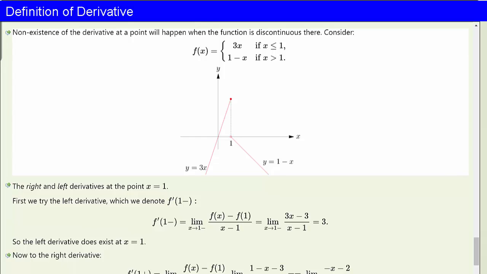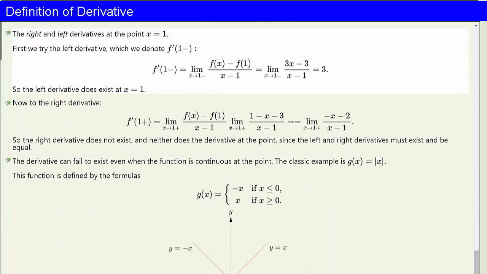As a simple example, consider the function f of x defined by 3x for x less than or equal to 1, and 1 minus x if x is greater than 1. Let's show that f prime at 1 does not exist. The sketch shows that there really can't be a tangent line at the point. Let's see where the calculation fails. Since the definition of the function is different on each side of x equals 1, we do our limit as two separate one-sided limits. These are called the right and left derivatives at the point.